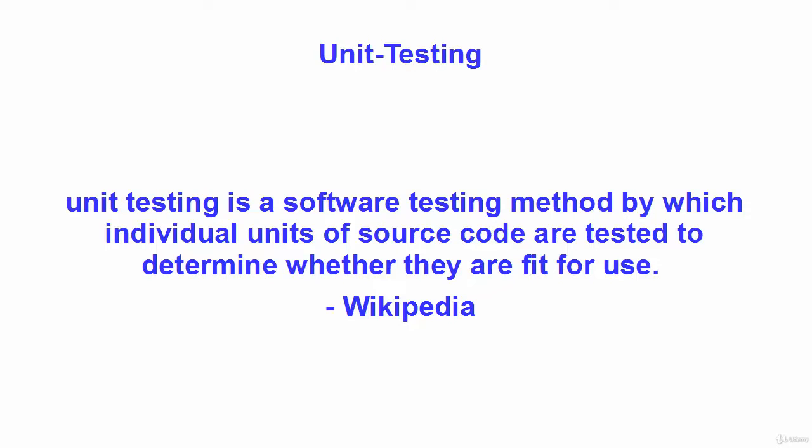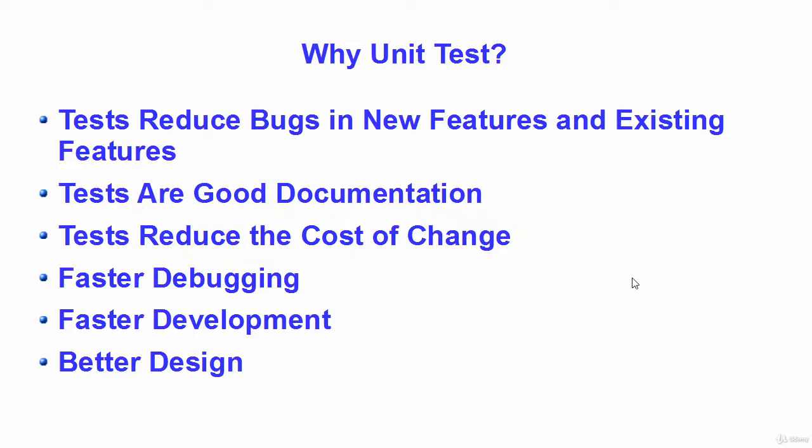So first of all, what is unit testing? According to Wikipedia, unit testing is a software testing method by which individual units of source code are tested to determine whether they are fit to use or not. In unit testing, we perform the lowest level of testing, that is, individual units of software are tested. That means units like functions, subroutines and classes are tested to verify if they are giving the desired result or not. Now let's discuss why we should unit test our code.